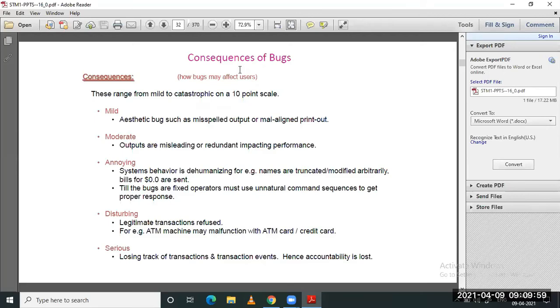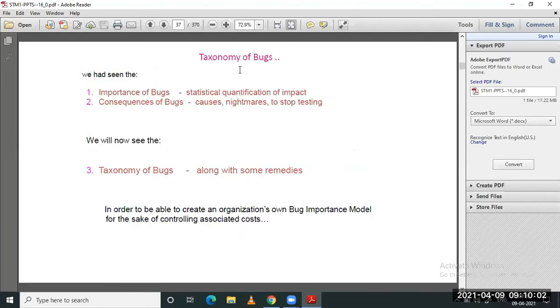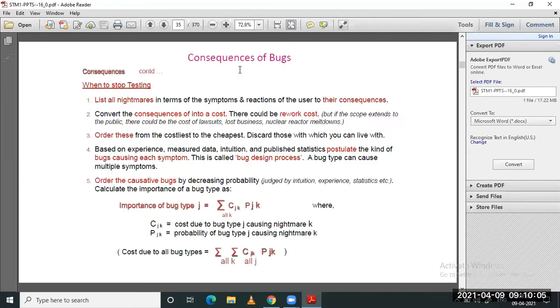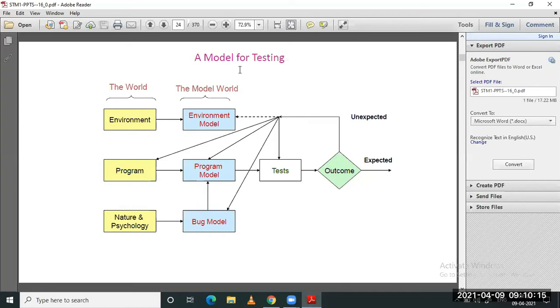So good morning all. In yesterday's class we discussed the model for testing. This is the diagrammatic representation of the model for testing. Here you are taking the program model, and on this model you are going to apply the tests, and if you get the expected result, then okay. If you are getting any unexpected results, then you are going to modify the program and our environment, and again you are going to run the test cases. So that is the model for testing.